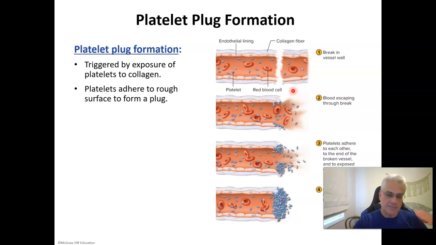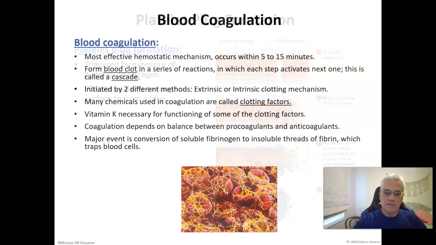Right, so here's first vascular spasm, then platelet plug, and remember these events are all happening simultaneously. But they take time, right? Vascular spasm is very quick, mediated by the sympathetic nervous system. Platelet plugs are a little bit slower because it takes a little while for enough platelets to leak out and become active to actually form a platelet plug. And then slowest of all is this last part, blood coagulation. This is what you think of as a blood clot.